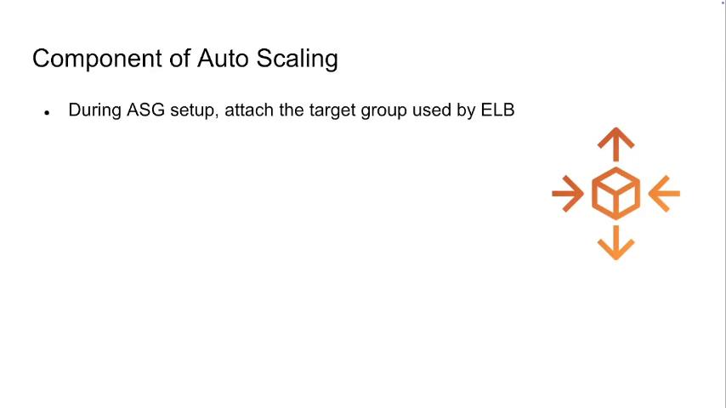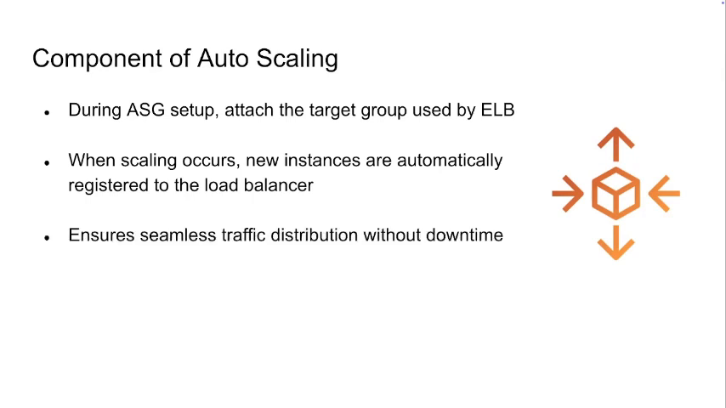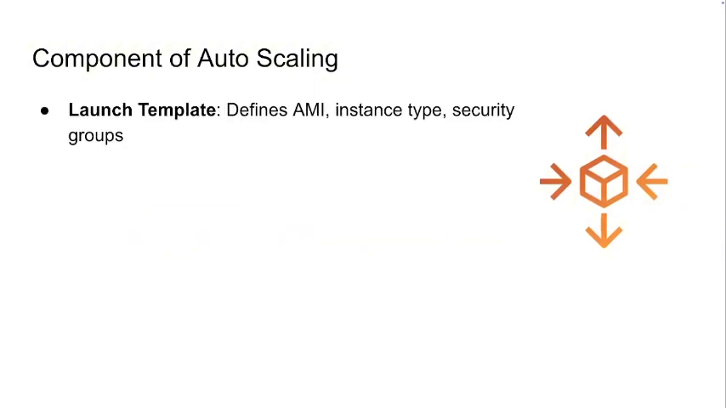With an autoscaling group, you attach the target group used by your elastic load balancer. So you need to do that. When scaling occurs, new instances are automatically registered to the load balancer. It means that once a new instance is created by the autoscaling group, it's easy to attach it to the target group that already exists with your elastic load balancer. So it ensures seamless traffic distribution without downtime.